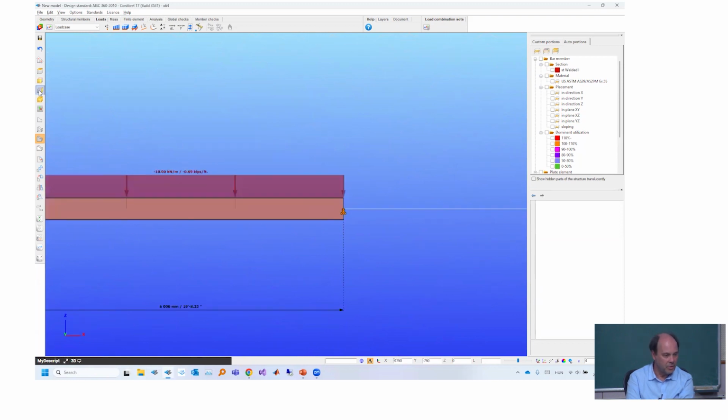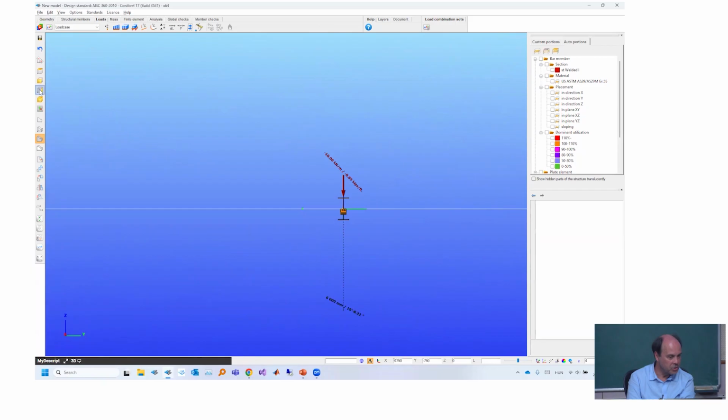We can easily change the way we show the structure, in which direction we show it, by going to this third option. It's very nicely visible. The load is really acting here.